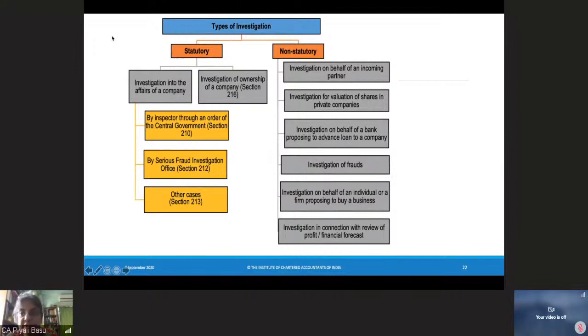So investigating into the affairs of the company is guided by section 210, section 212 and section 213.